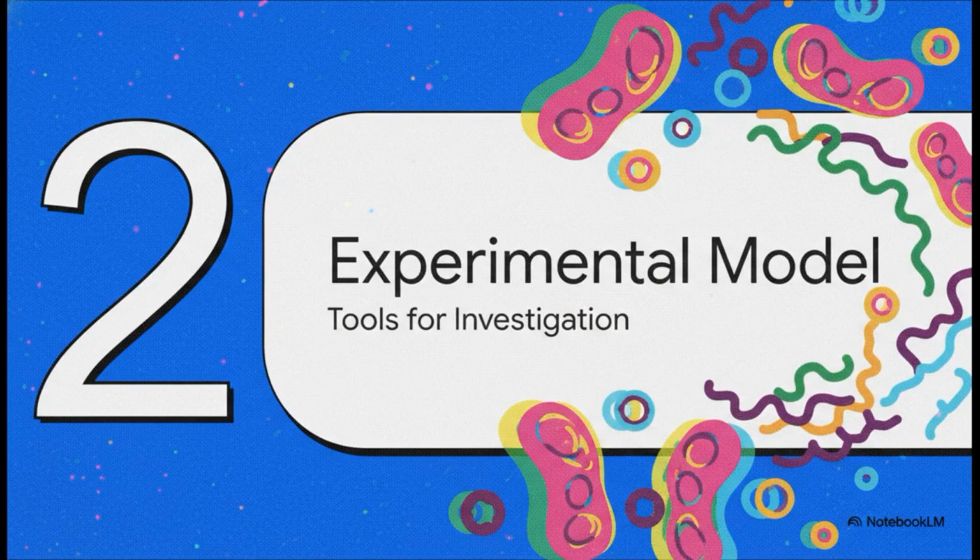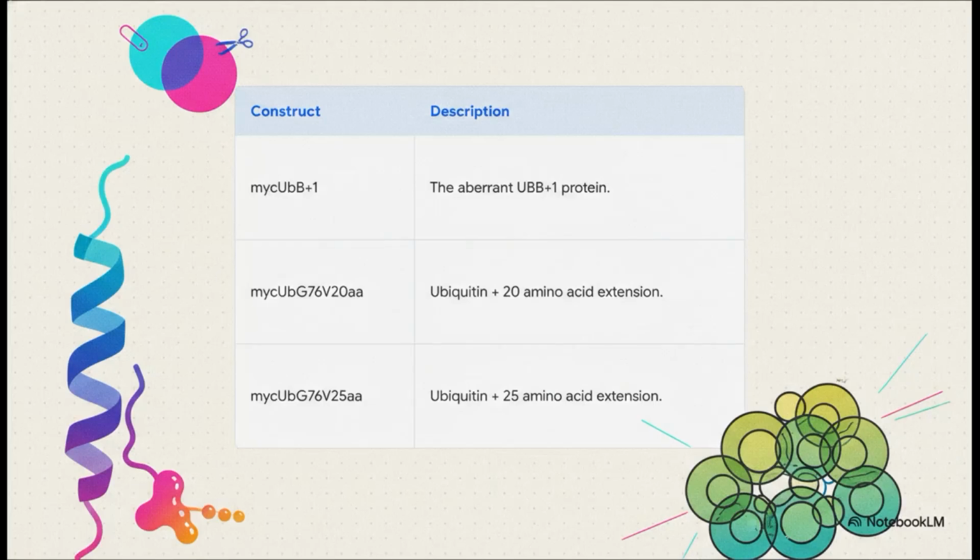Okay, Section 2, the experimental model. So how did the researchers actually go about testing this? They used a real workhorse model system, Saccharomyces cerevisiae, that's baker's yeast, to dissect the precise function of these extended ubiquitin variants. And here's where their experimental design gets pretty clever. They didn't just look at the pathological UBB+1. They also engineered two other Ubex constructs, one with a 20 amino acid extension and another with 25. This is a really key methodological choice. It allows for a clean, controlled comparison of how the length of that C-terminal extension impacts the ubiquitin proteasome system.